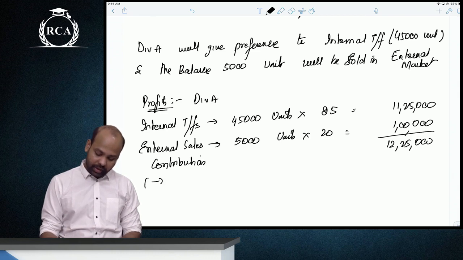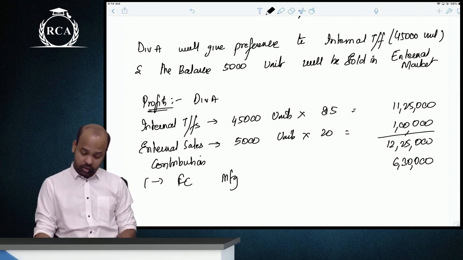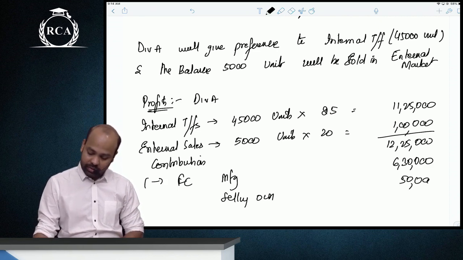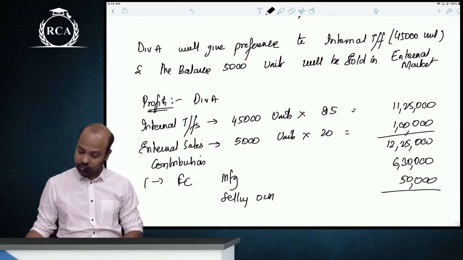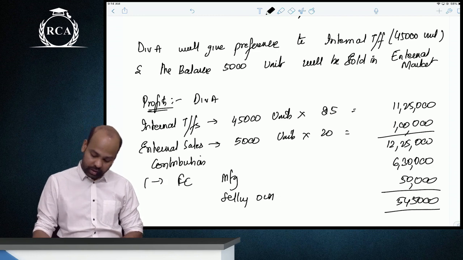Do not forget that we have to incur a fixed cost. That manufacturing fixed cost is 6 lakhs 30, increasing by 1 lakh. And yes, in your selling overhead, you've decided to incur a fixed cost of 50,000. So that will be 6 lakhs 80. This would be 5 lakh 45,000. This would be the profit of division A.